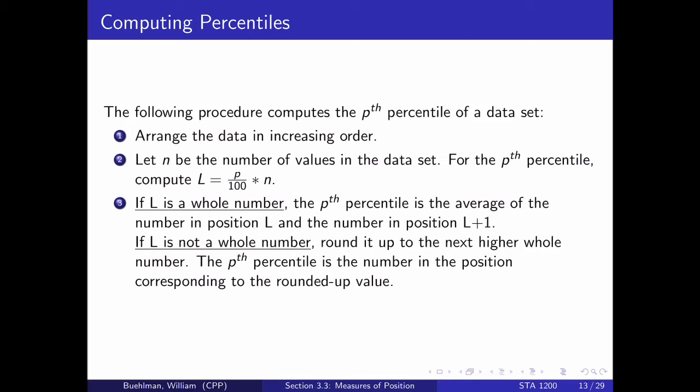The first step for computing percentiles is to arrange the dataset in increasing order. Just like quartiles and just like the median, we need them in increasing order. Let n be the number of values in the dataset. For the pth percentile, we compute L by doing p divided by 100 times n. If L is a whole number, the pth percentile is the average number between L and L plus 1, just like quartiles. And if it's not a whole number, we round up to the next whole number, again, just like quartiles. Here's our third example.